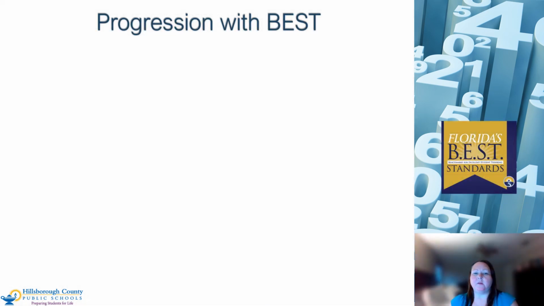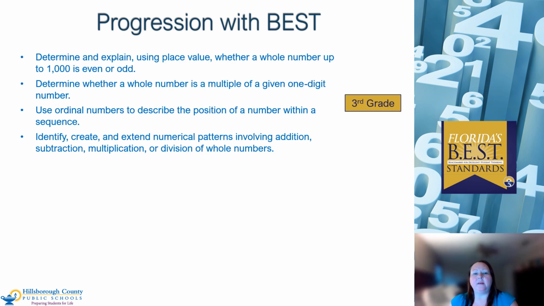So let's take a minute to look at the progression of patterning with BEST. In 3rd grade, students determined and explained using place value whether a whole number up to 1,000 was even or odd, determined whether a whole number is a multiple of a given one-digit number, and used ordinal numbers to describe the position of a number within a sequence. They also identified, created, and extended numeric patterns involving addition, subtraction, multiplication, or division.